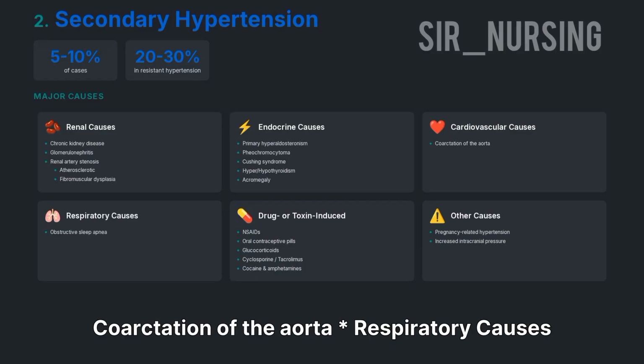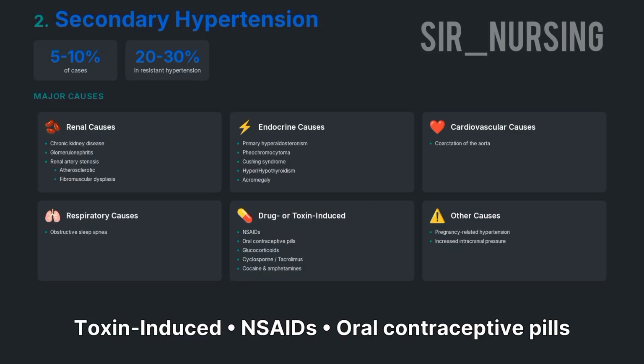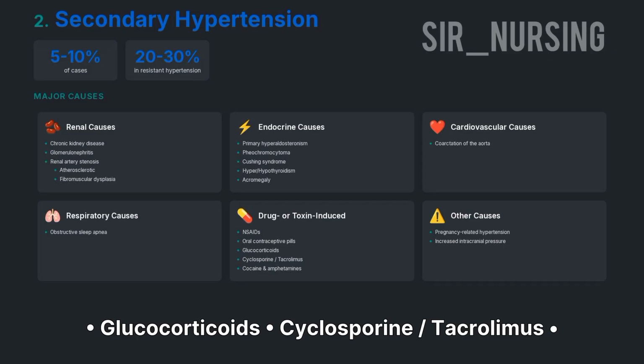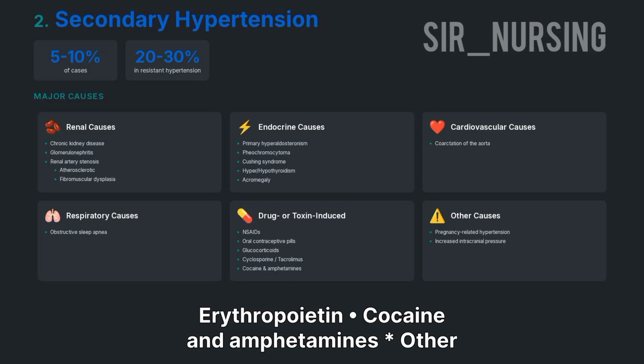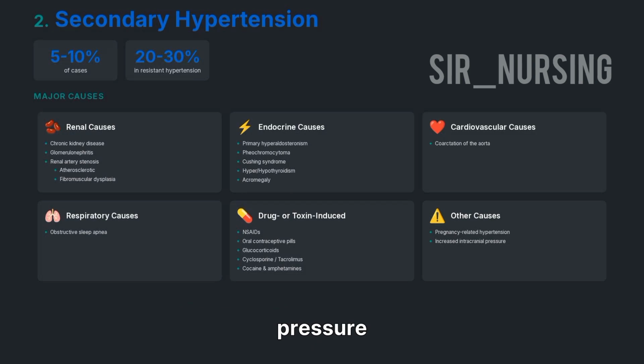Cardiovascular causes: coarctation of the aorta. Respiratory causes: obstructive sleep apnea. Drug or toxin-induced: NSAIDs, oral contraceptive pills, glucocorticoids, cyclosporin, tacrolimus, erythropoietin, cocaine and amphetamines. Other causes: pregnancy-related hypertension, increased intracranial pressure.